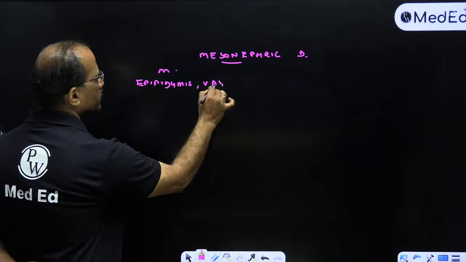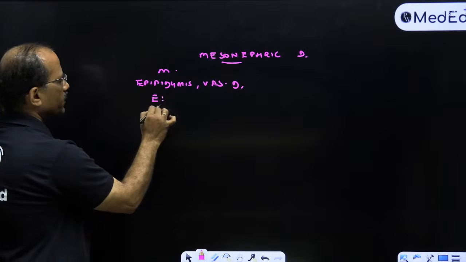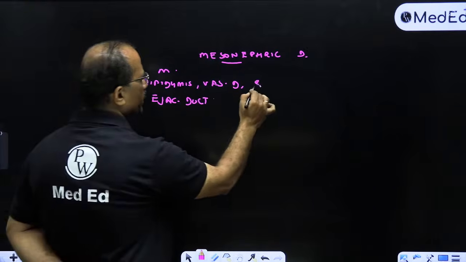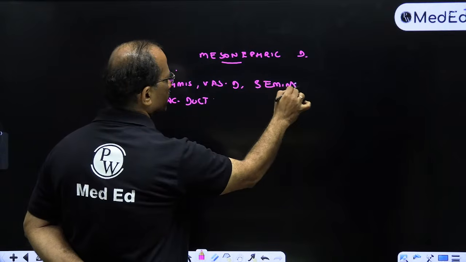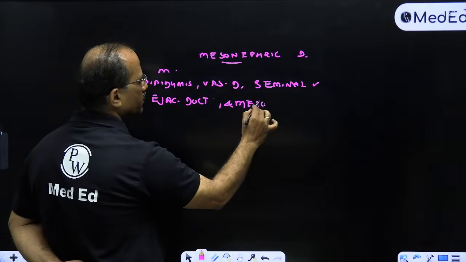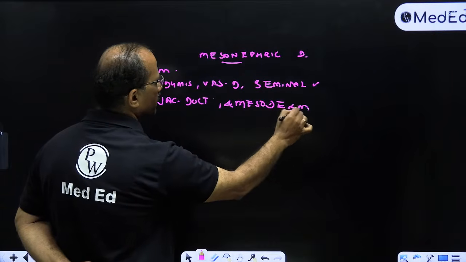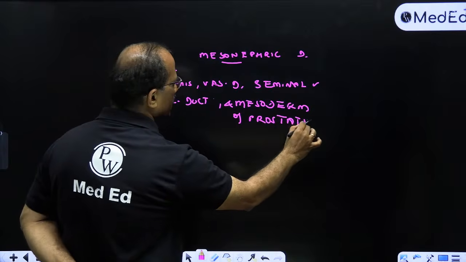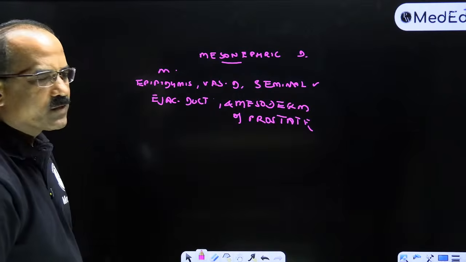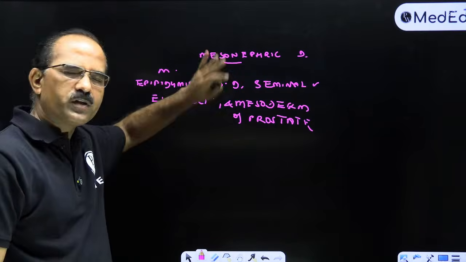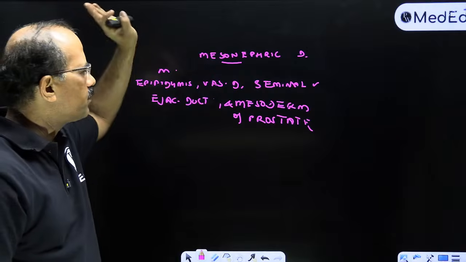vas deferens, seminal vesicles, ejaculatory duct, and mesoderm of prostate. So mesonephric duct in males forms the epididymis, vas deferens, seminal vesicles, ejaculatory duct and mesoderm of prostate. It forms the whole genital system of males.